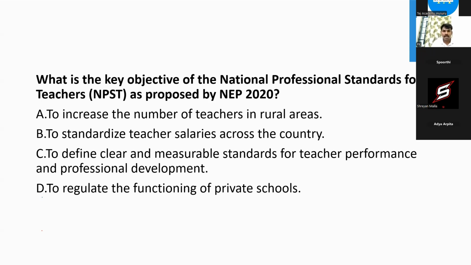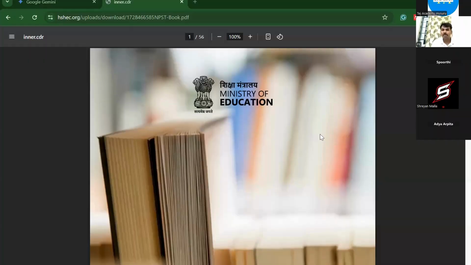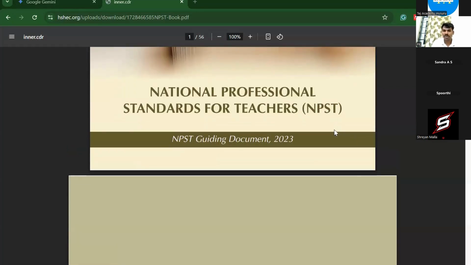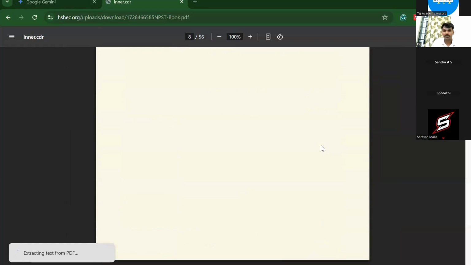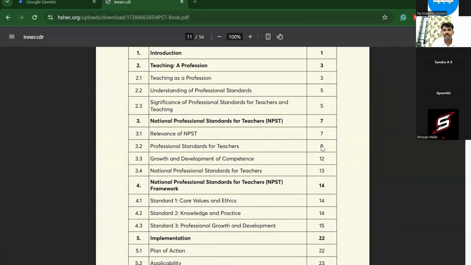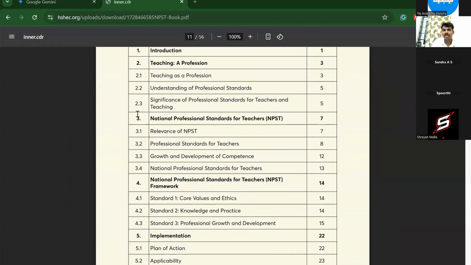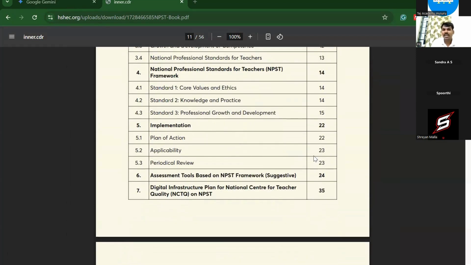Okay. I'll just stop sharing my current screen and I'm going to share a different screen. Can you all see my screen? Please let me know. Yes, sir. So this is the document prepared by the Ministry of Education, National Professional Standards for Teachers. Here they're talking about what the teaching profession is. They're touching upon NPST, its relevance, professional standards for teachers' growth. So what are the standards?